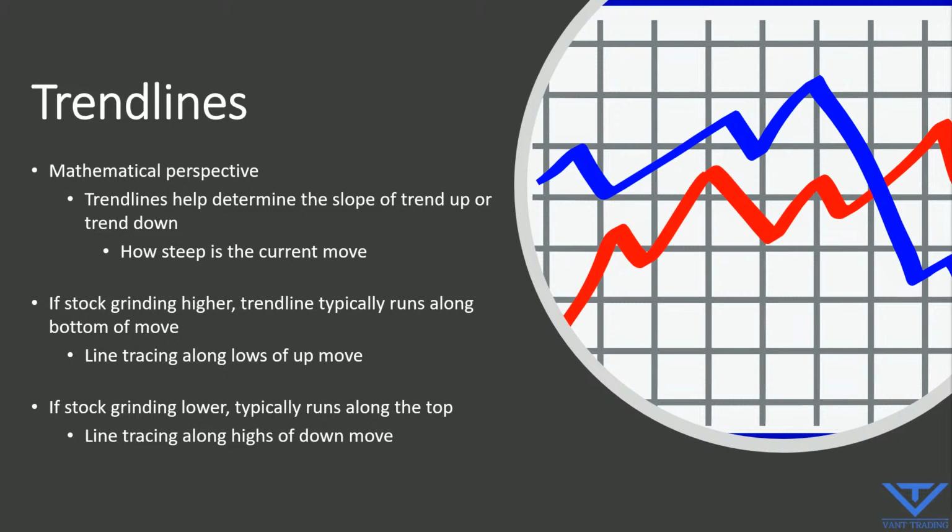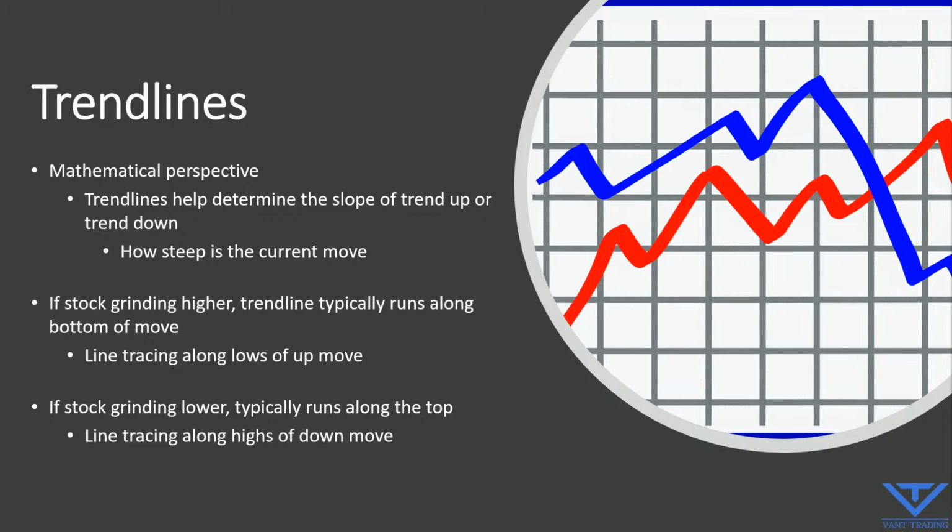Just giving you a mathematical perspective of trend lines, drawing trend lines can really help because they can help you determine the slope of that trend up or that trend down. You can understand, well, how fast is this up move? How fast is this down move? Looking at a chart is one thing, but drawing that line and physically seeing how steep that line is can really give you a nice visual cue as to how fast the stock is moving up or down.